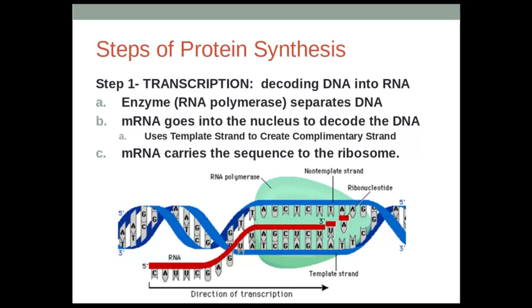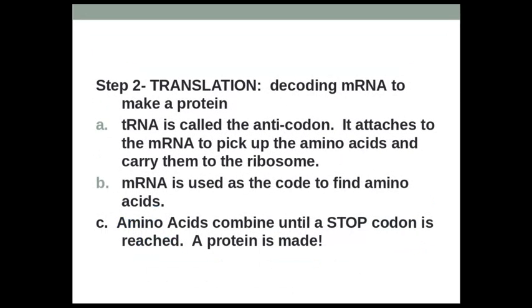It's sort of like these guys are little workers. The mRNA goes in there, decodes the DNA, and brings it back to the ribosome where the protein's going to be made. All right, step 2 is called translation. That's when the mRNA code is used to make a protein. The mRNA is there at the ribosome, and the tRNA is floating around the cytoplasm with amino acids attached to it. It will attach to the mRNA at each codon, every 3 letters.